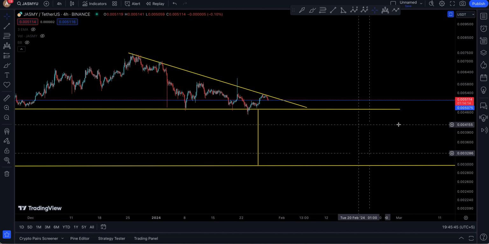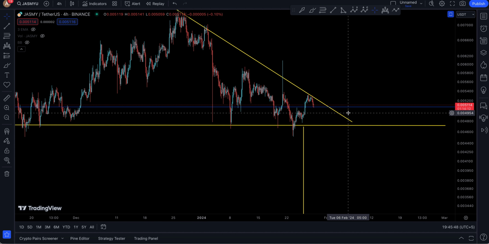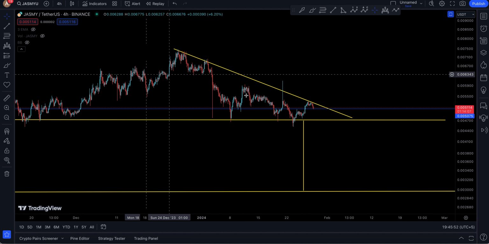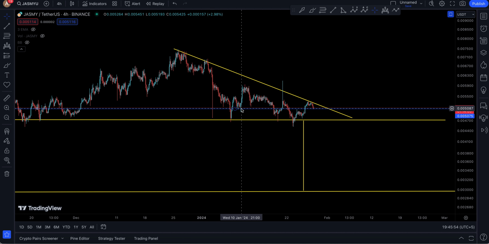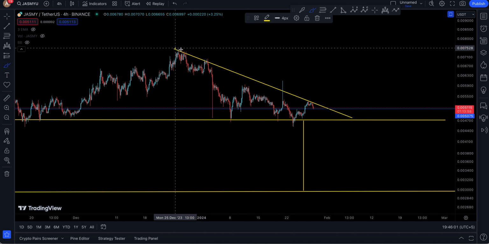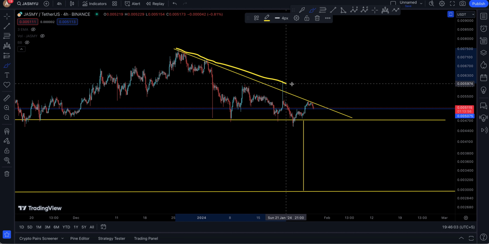It's been a while. So Jasmy, previously there was a difference in the resistance trend line, and I may actually add that there is a range trap. And if you don't know what a range trap really is, it's this wick. The wicks can create a range.